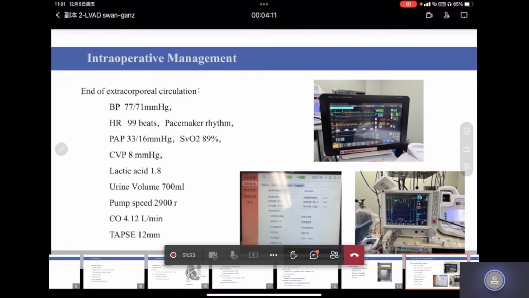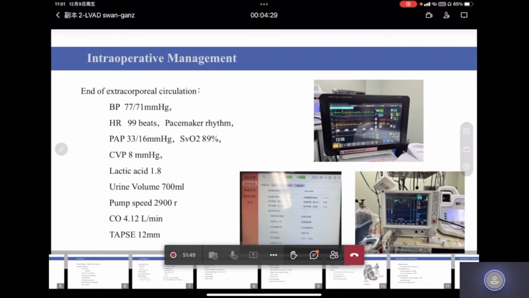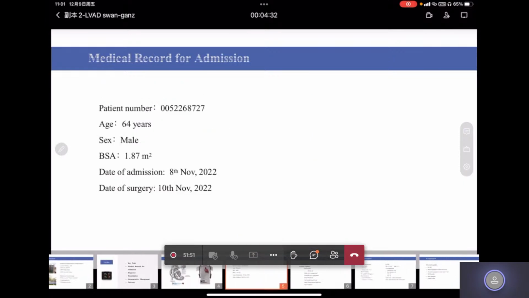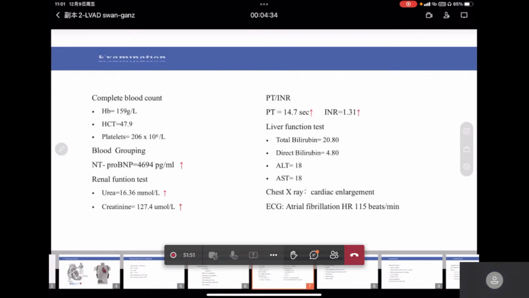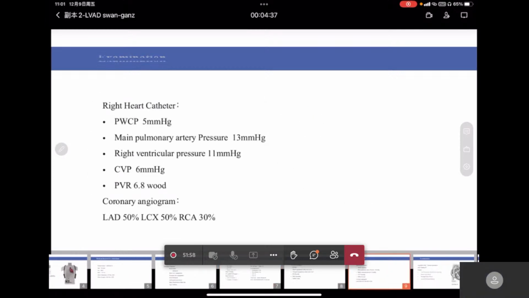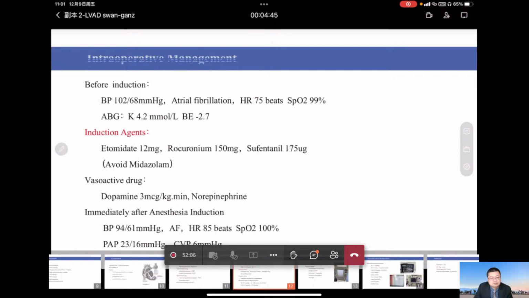So I use dopamine to keep the heartbeat and to keep the blood pressure after the induction. The rhythm at that time, is it sinus or still AF? After the induction it is AF. Before surgery, is it AF already? Yes. Okay, before surgery is also AF, for a long time.